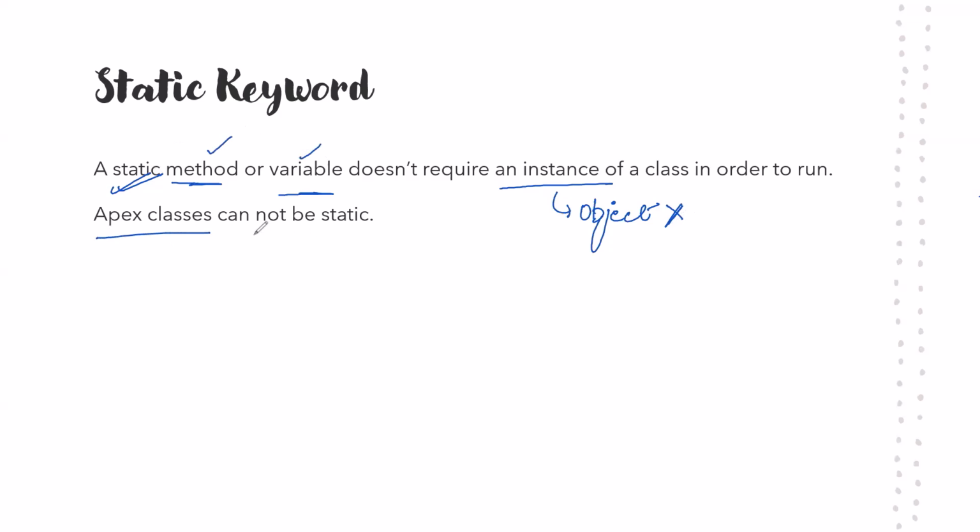Also, Apex classes cannot be static. So we can have static methods or static variables, but we cannot have static Apex classes. Not possible. Okay. Now, what does it mean? If you have not understood it, that's perfectly fine. You'll understand it once we start writing the code. So let's open our developer consoles.